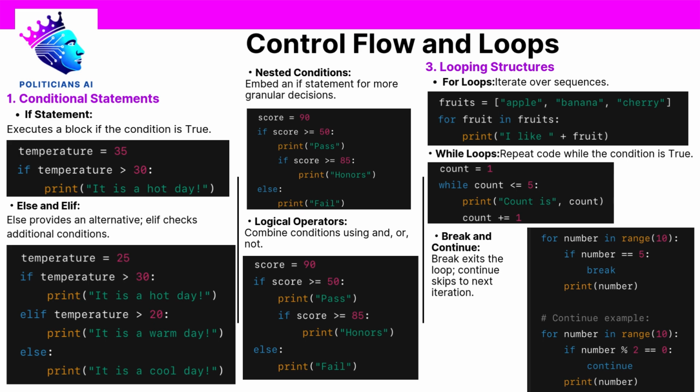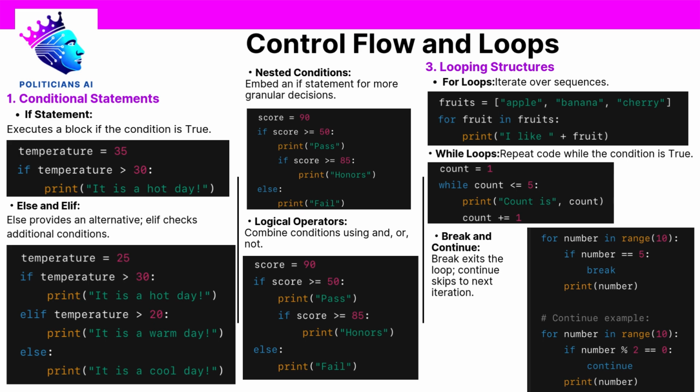Often, you want your program to choose between two or more alternatives. This is where the else and elif clauses come into play. The else clause provides an alternative block of code that runs if the initial condition is false. The elif clause, which stands for else if, lets you check additional conditions if the first one is not met.